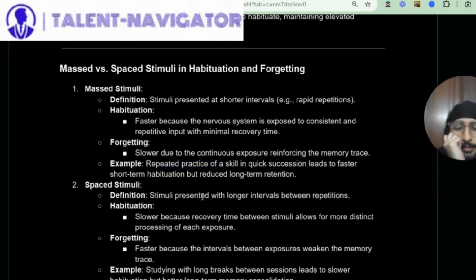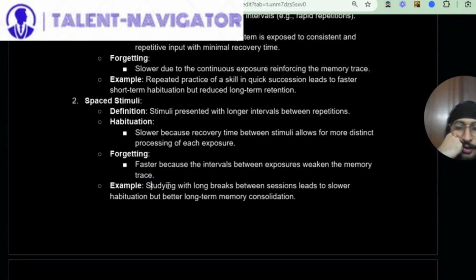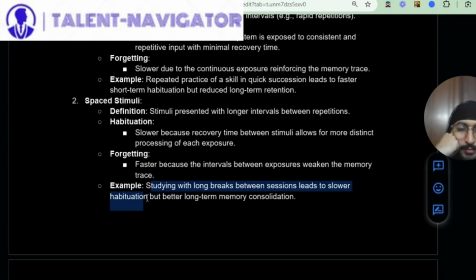While spaced stimuli are presented with longer intervals between repetitions. Habituation is slower because recovery time between stimuli allows for more distinct processing of each exposure. Forgetting is faster because the intervals between exposures weaken the memory trace. Example: studying with long breaks between sessions leads to slower habituation but better long-term memory consolidation.